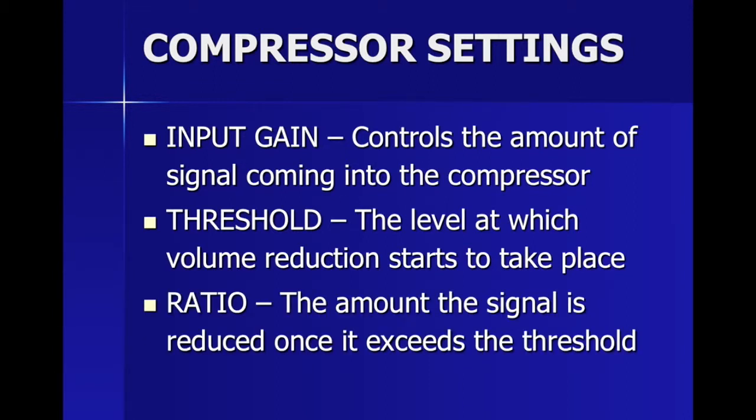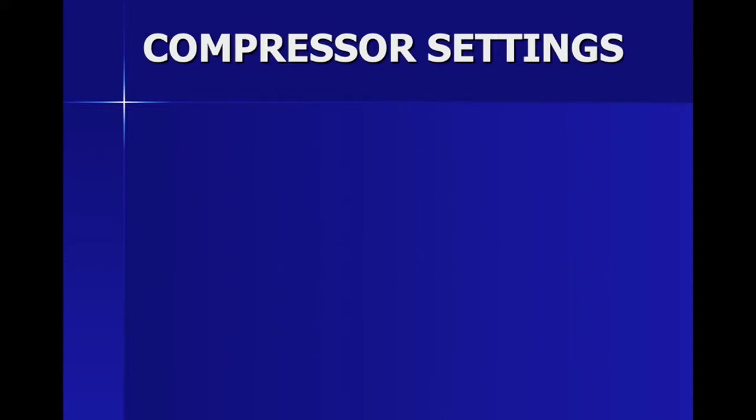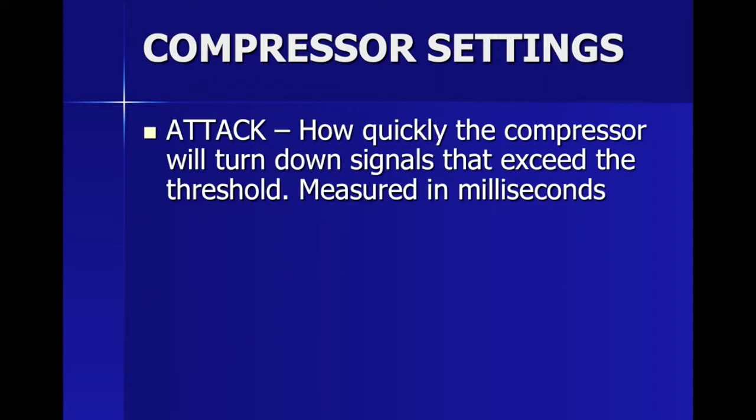Then we have our ratio. We just talked about that a second ago. So is our ratio pretty gentle, 2 to 1, 3 to 1, or is it a little harder, maybe 6 to 1, or are we limiting something where it's going to be 10 to 1 or higher? Then there are generally a couple of other settings. We have the attack, and this is how quickly the compressor turns the signal down once it exceeds the threshold, and this is measured in milliseconds.